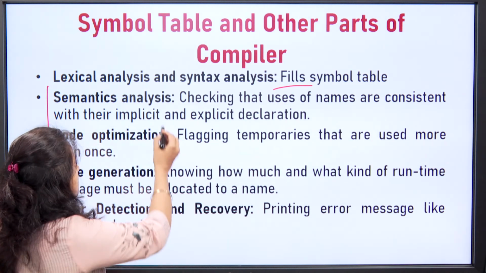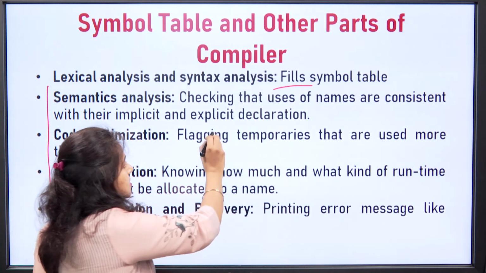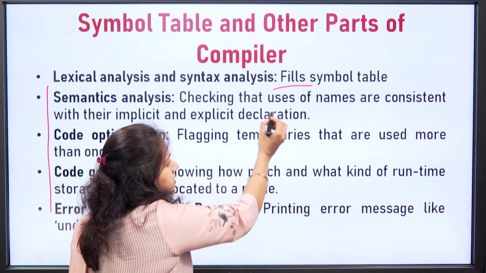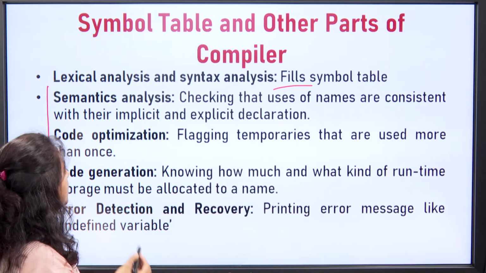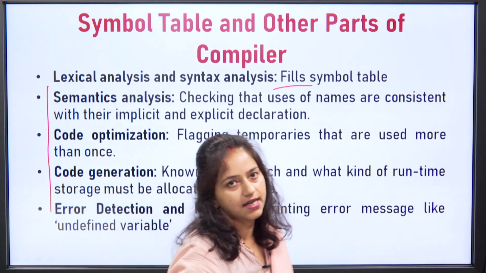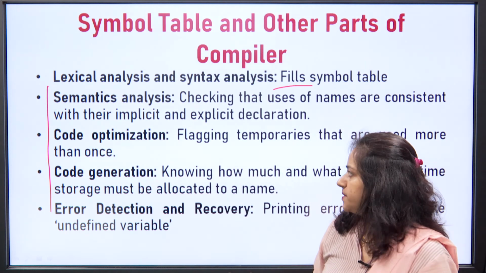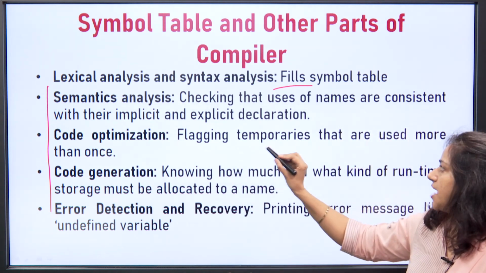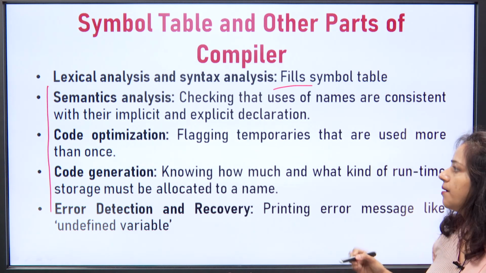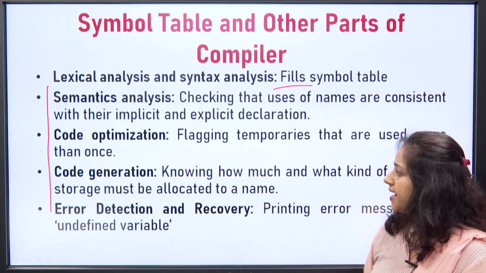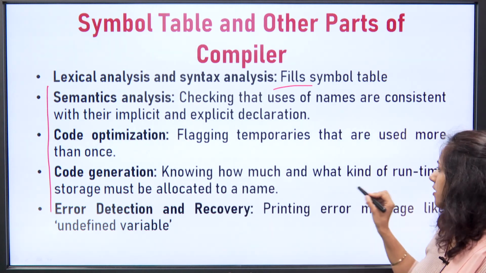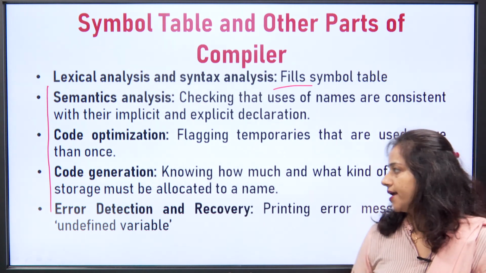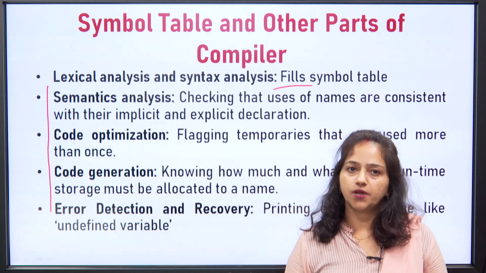So, first is semantic analysis. It is for checking that the users' names are consistent with their implicit and explicit declaration. Then in code optimization, flagging temporaries that are used more than once. Next, in code generation, knowing how much and what kind of runtime storage must be allocated to the name.